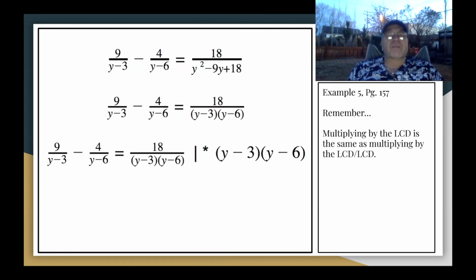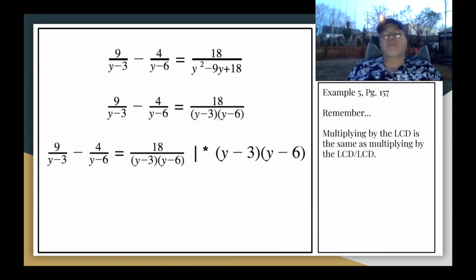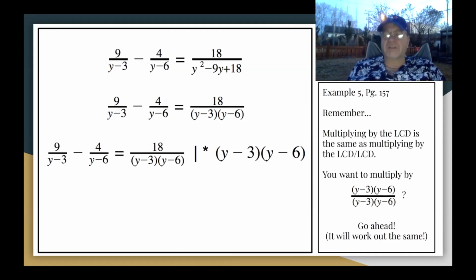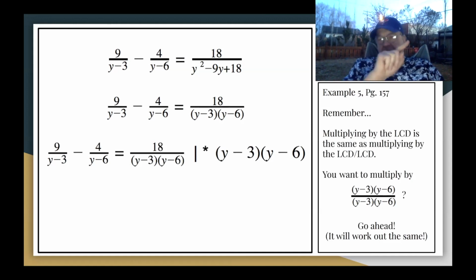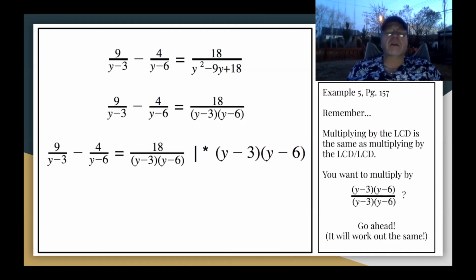And remember, this is that trick we're using. When we multiply by that lowest common denominator, it works because multiplying by y minus 3 times y minus 6 is the same as multiplying by y minus 3 times y minus 6 over y minus 3 times y minus 6. You get the same result. That's the little trick about making the denominators the same and then just looking at the numerators. Go ahead, work it out. You can pause right here and make sure that this is true.